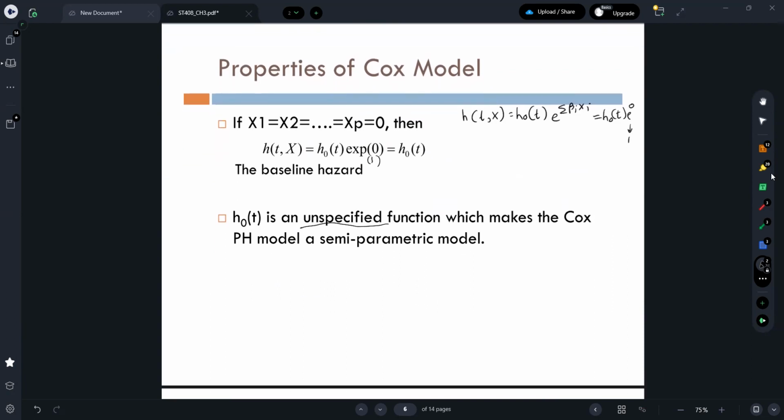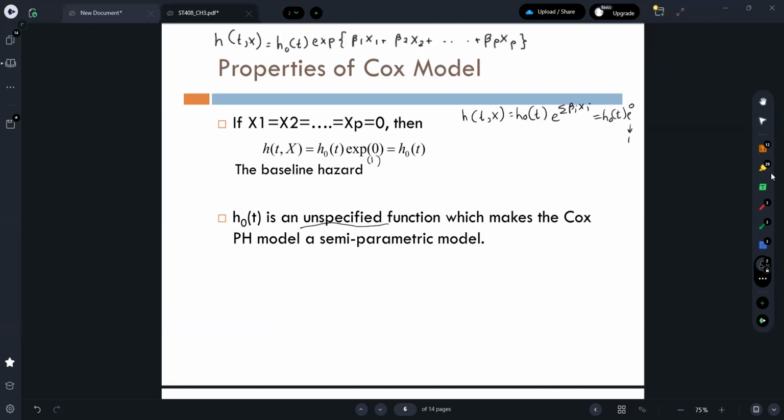Now let's look at the Cox model in detail. You all know how to write the Cox model. Here's the model: h(t|X) equals the baseline hazard h0(t), times exp of beta 1 x1 plus beta 2 x2, up to beta p xp. P is the number of covariates. Okay?